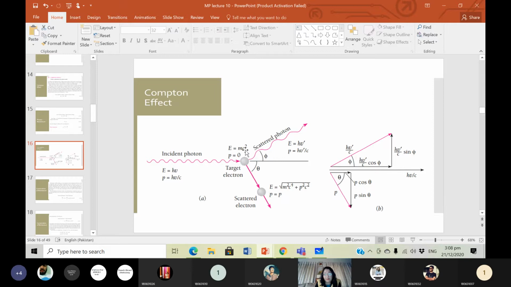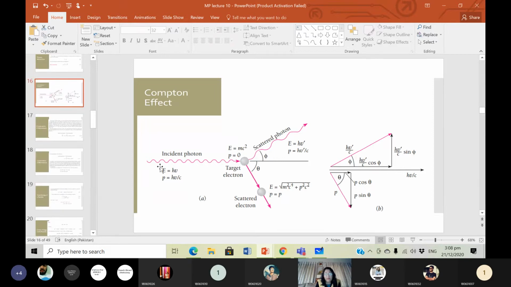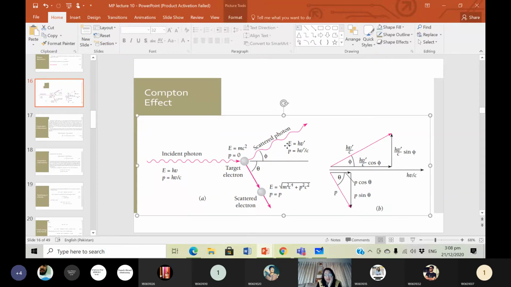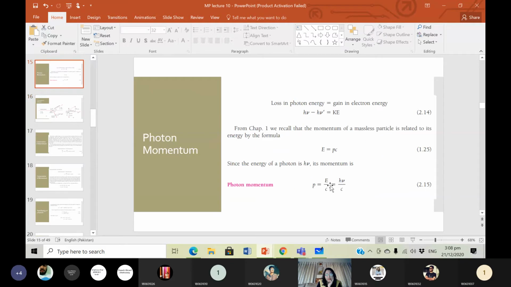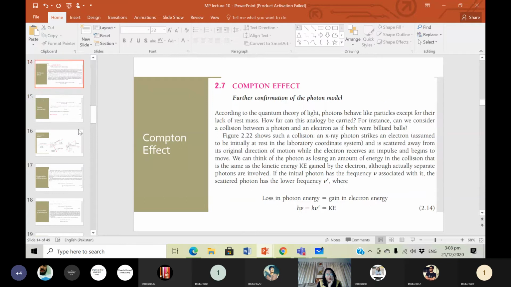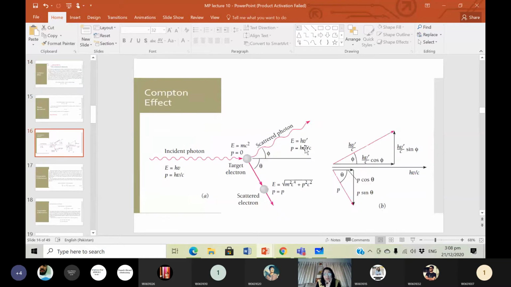So now, if we use conservation of energy, what this photon initially had is E equals h nu energy, and then the final energy is E equals h nu dash, where nu dash is the final frequency and nu is the initial frequency. Okay? Its initial momentum is h nu over c, as we just found out over here. h nu over c is its initial momentum, and then h nu dash over c is its final momentum.